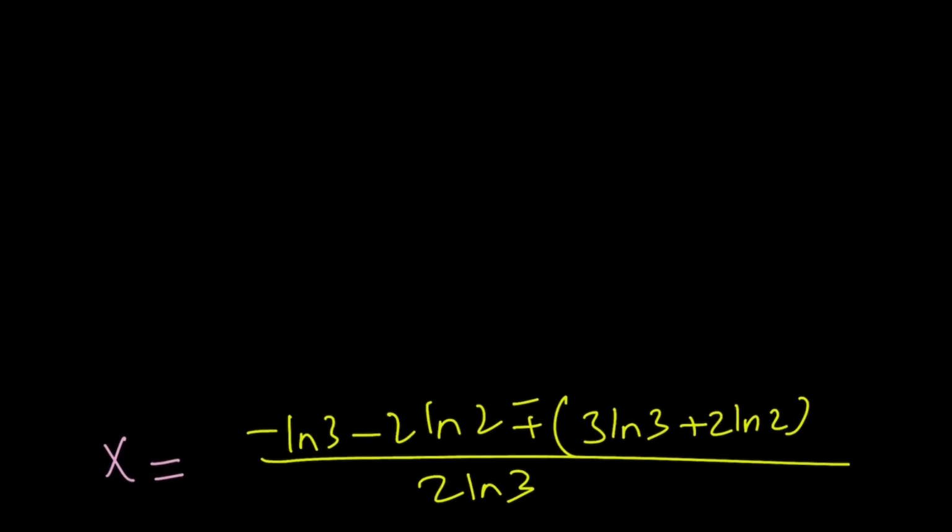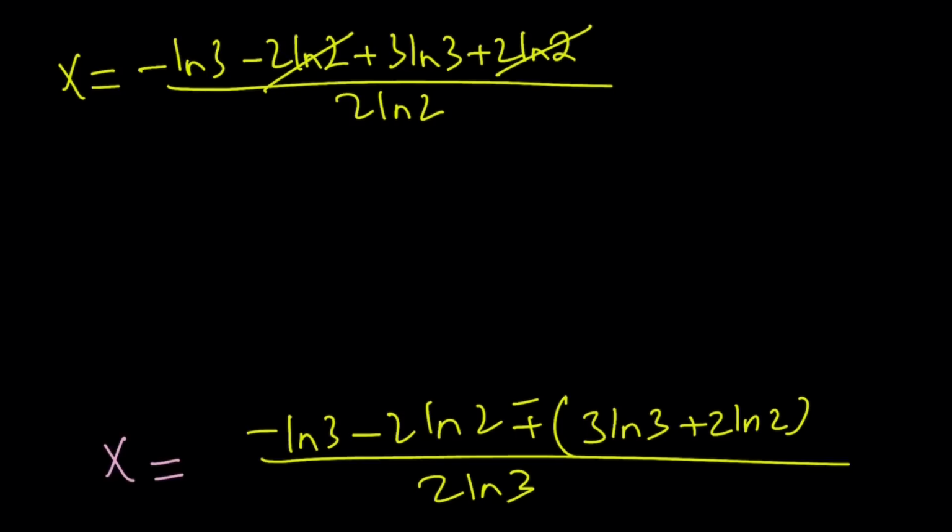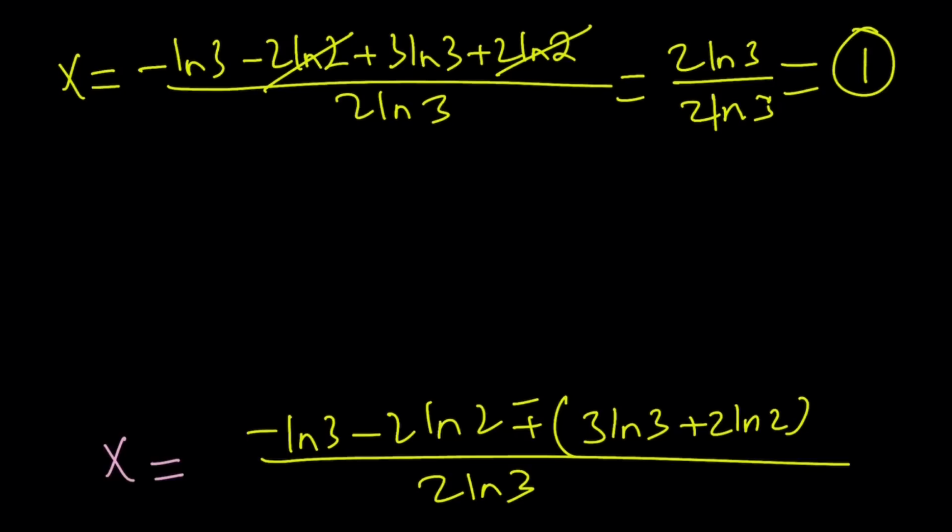Now here's what we have. This is our quadratic. The first of the roots is going to be negative ln 3 minus 2 ln 2. Let's use the plus sign. Plus 3 ln 3 plus 2 ln 2. What's nice about it is that 2 ln 2 cancels out. We get 2 ln 3 over 2 ln 3. By the way, this is ln 3, not ln 2. I messed up on that one. So this is going to be 1. Yay, we already knew that. Come on, x equals 1 is an obvious solution, right? Okay, let's look at the other one.